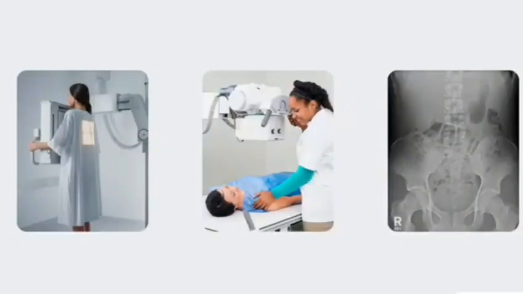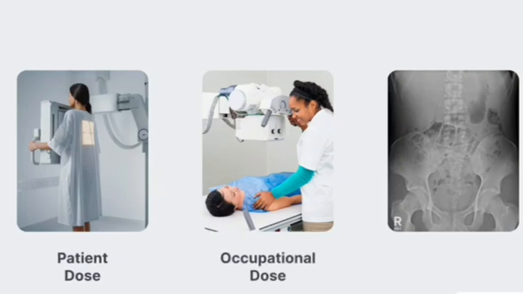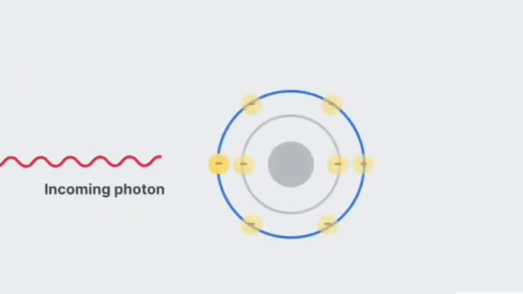Compton scattering is the most common but the least desirable photon interaction. It's important to understand because it negatively affects all three areas of concern: patient dose, occupational dose, and image quality. So here's what happens.